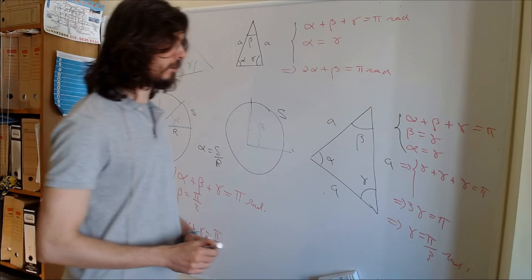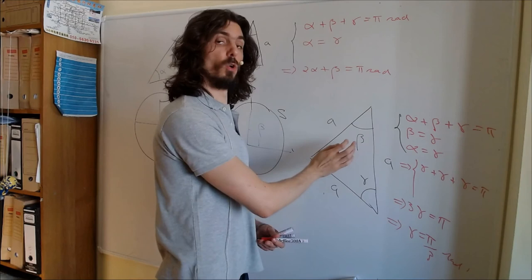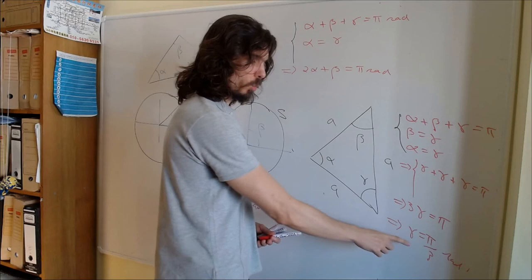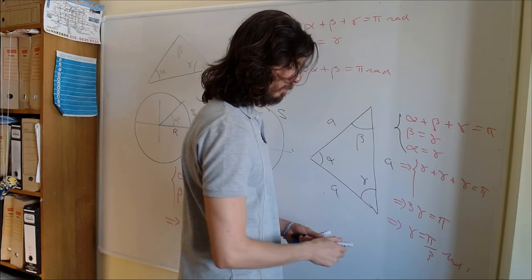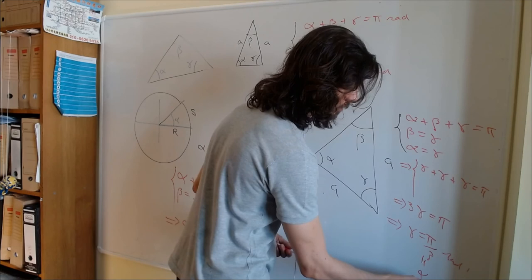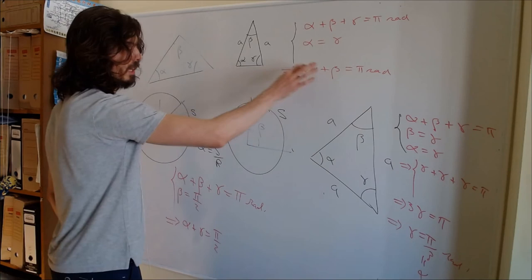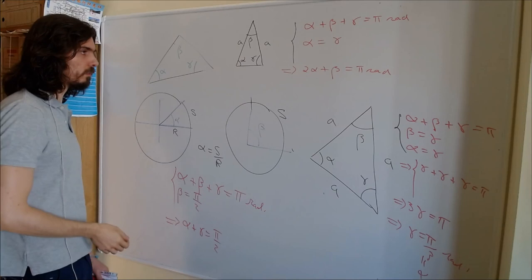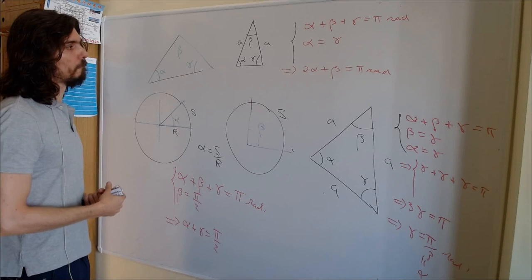Okay? In this situation, we have enough information on the triangle that allows us to actually get a measurement for the angle. Gamma is pi over 3. But gamma is equal to alpha and gamma is equal to beta. So pi over 3 is equal to alpha is equal to beta. Okay? In the other scenarios, you don't know enough about the triangle to say anything.